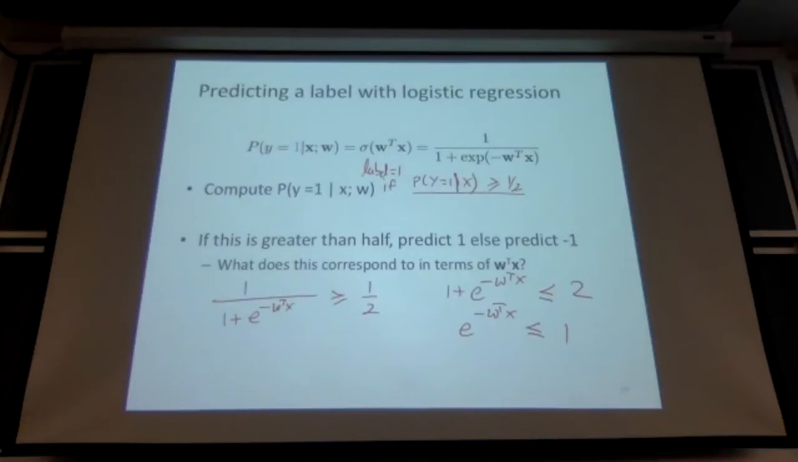I can take log on both sides. That means if minus w transpose x is less than or equal to 0, the label is 1, or the label is 1 if w transpose x is greater than or equal to 0.